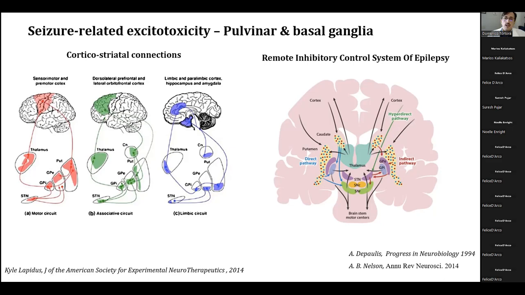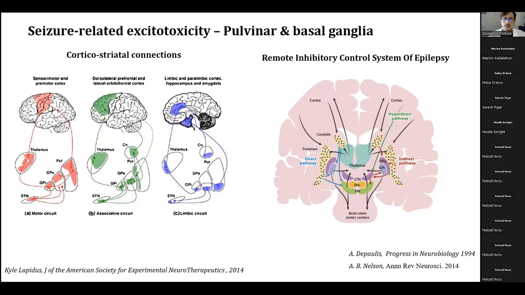When we speak about the basal ganglia's role in epilepsy, it's also important to remember that these structures play an important role as an inhibitory control system of the epileptic activity of the cerebral cortex, and of course this also justifies the strong connections between this deep gray matter structure and the cerebral cortex. The presence of lesions involving these deep gray matter structures may also lead to a sort of disinhibition of the cerebral cortex, leading to seizure activities.